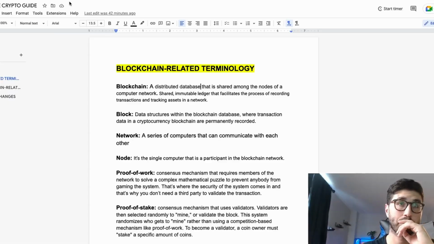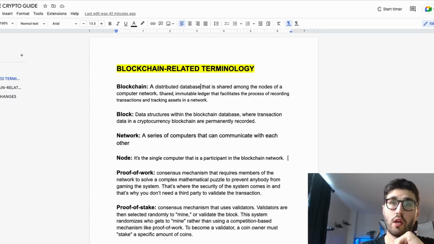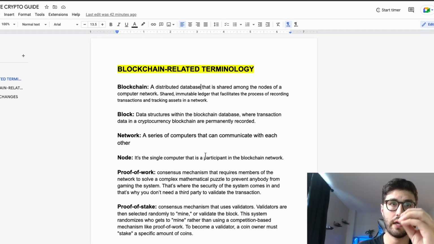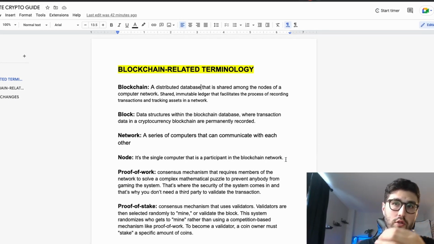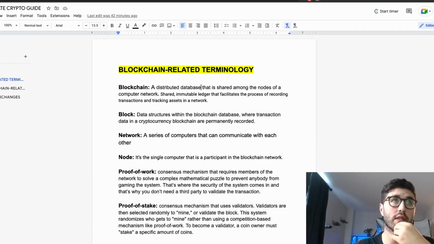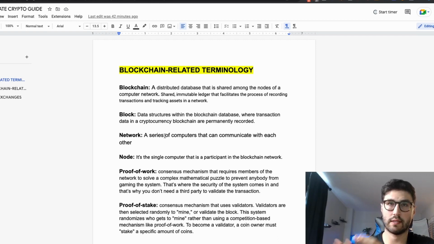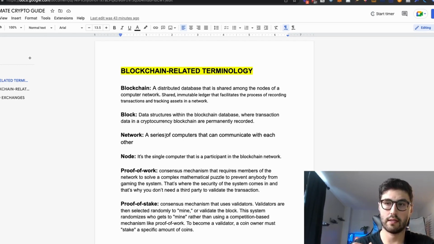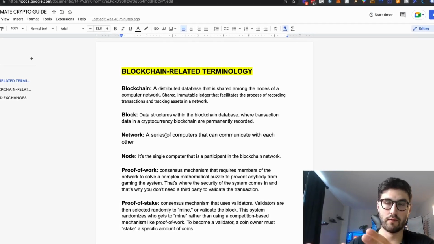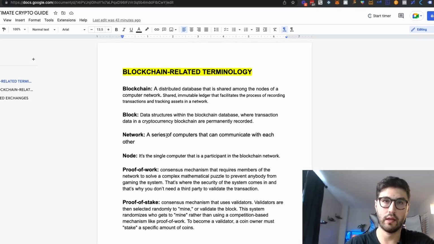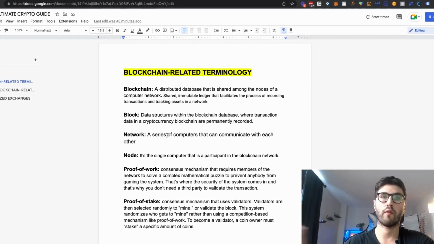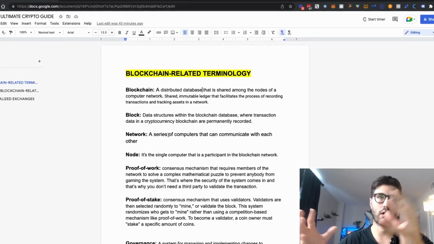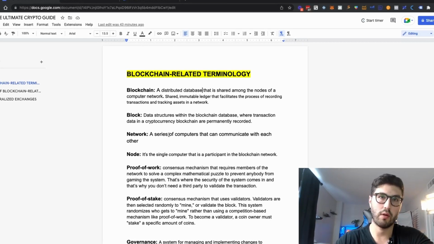So let's go ahead and move ahead to the next term. The next term is the node. The node is basically a single computer that is a participant in the blockchain network. As I showed you earlier, we have the network, there's a series of computers, and the node is the single computer that runs the same software and is able to communicate with other computers that run on the same network, and therefore is part of the same blockchain.